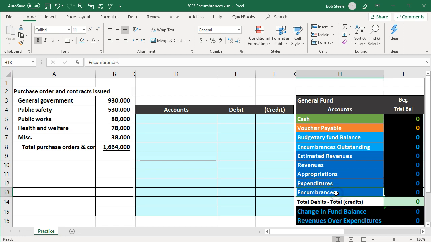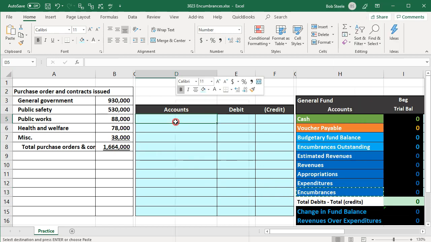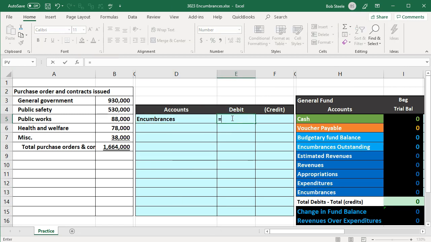So we're going to be debiting encumbrances, not expenditures, but they act in a similar fashion because we're doing this interim step that we will later reverse once we pay off these items. So we're going to debit encumbrances, we're going to copy, we're going to put that up top and paste 1, 2, 3. And then I'm going to say that this is going to be equal to the 1664. And then we're going to credit. I'm going to represent credit with negative numbers.